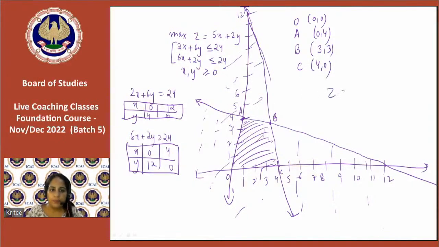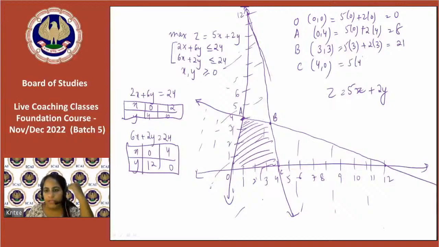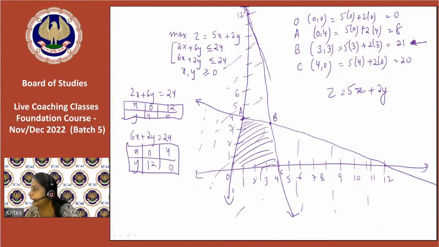So you start substituting. We have to maximize 5x plus 2y. So at 0, 0, 5 into 0 plus 2 into 0, your answer is 0. At 0, 4, 5 into 0 plus 2 into 4, answer is 8. At 3, 3, 5 into 3 plus 2 into 3, 15 plus 6, answer is 21. At 4, 0, 5 into 4 plus 2 into 0, answer is 20. So the maximum profit, which most of you have already given me the answer.